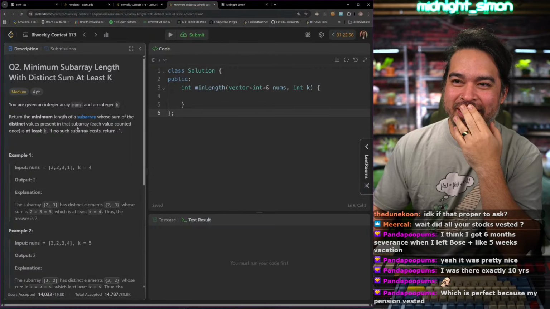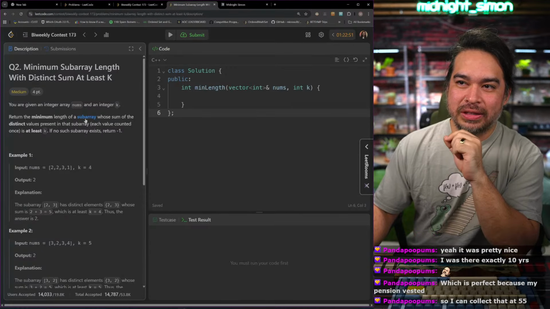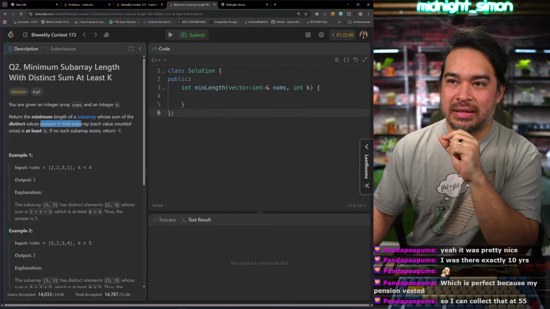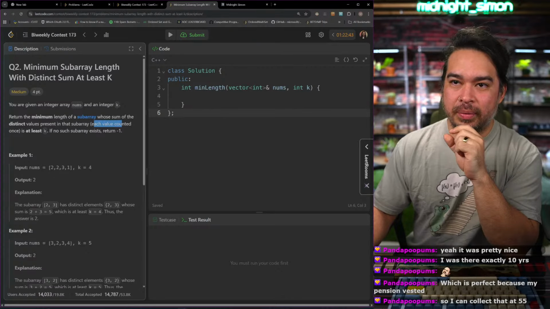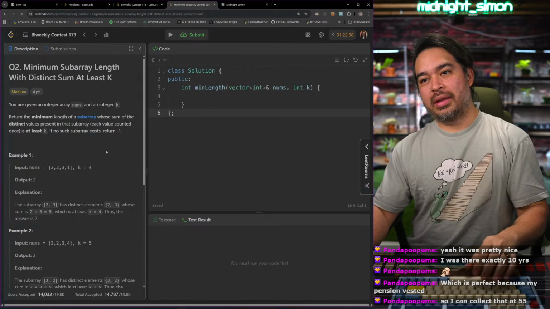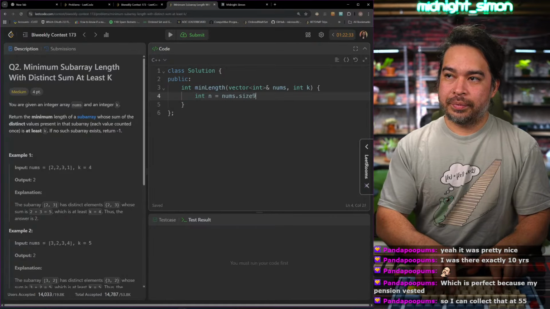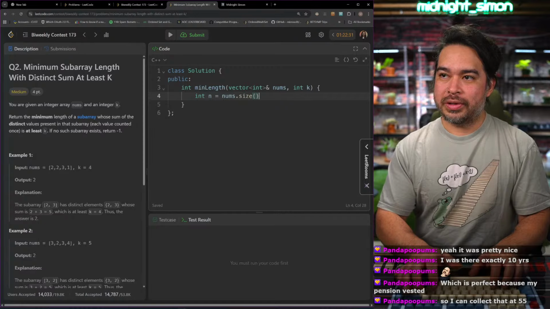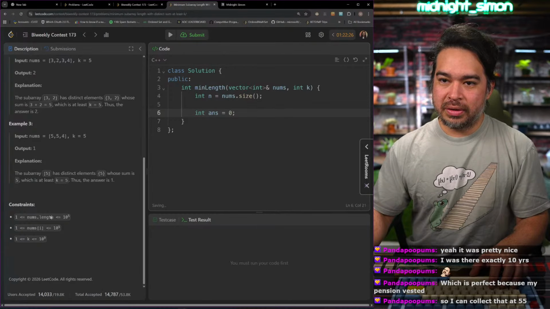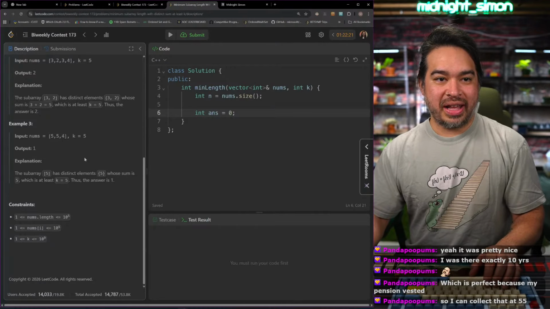All right, let's see. So you're given an integer array nums and an integer k. Return the minimum length of a subarray whose sum of the distinct values present in the subarray, each value counted once, is at least k. If no such subarray exists, return -1. I can do this for sure. I'm certain I can do this one. Are there negative numbers in here? No.